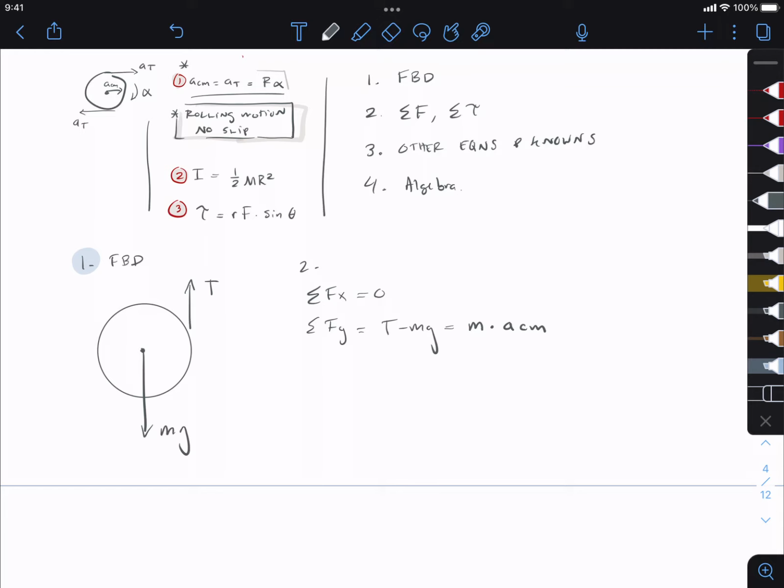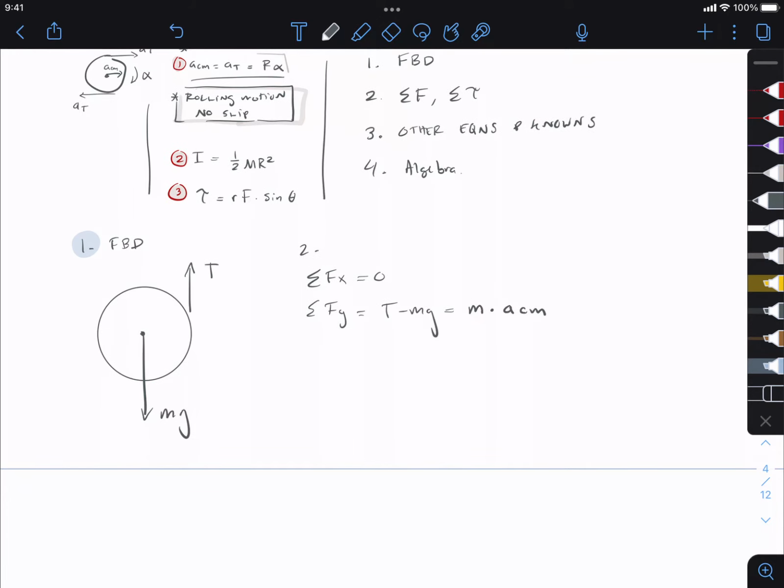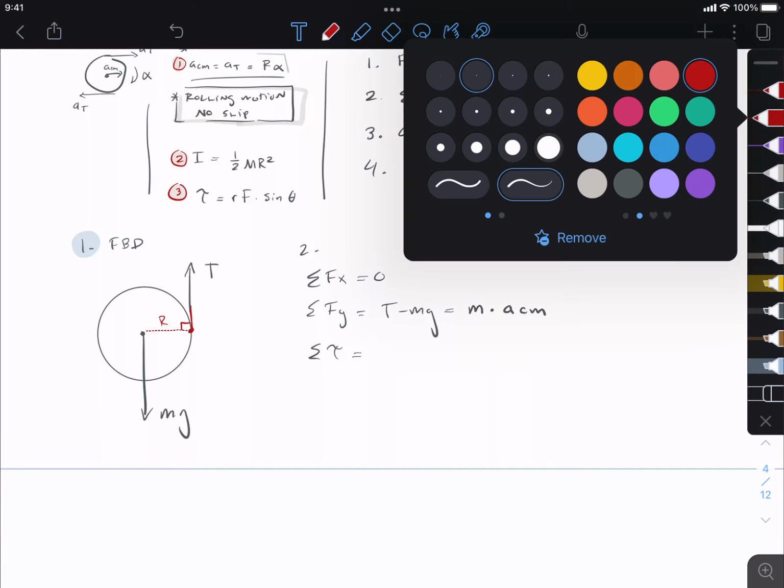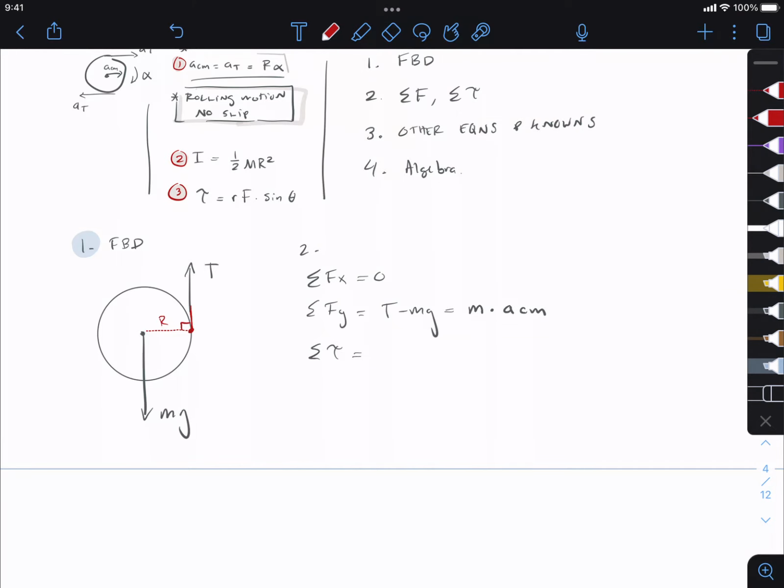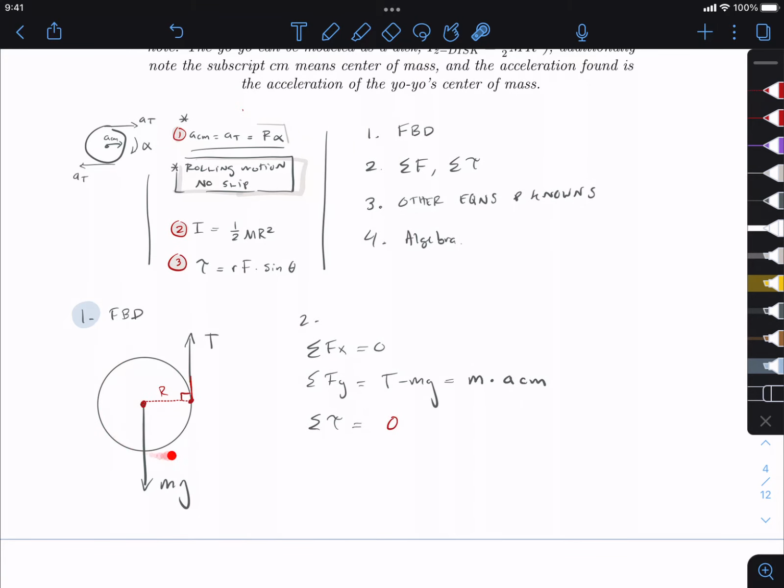Then we have our sum of forces, and then we have our sum of torques. In this case, we have tension acting at some r distance away, where the base of our tension is along the yo-yo, and this is our angle. Our mg force would not be causing a torque because the distance from the center of mass to the base of the force is 0, so we would have 0 for that one. And this tension would cause a positive torque because we're going in the counterclockwise direction.